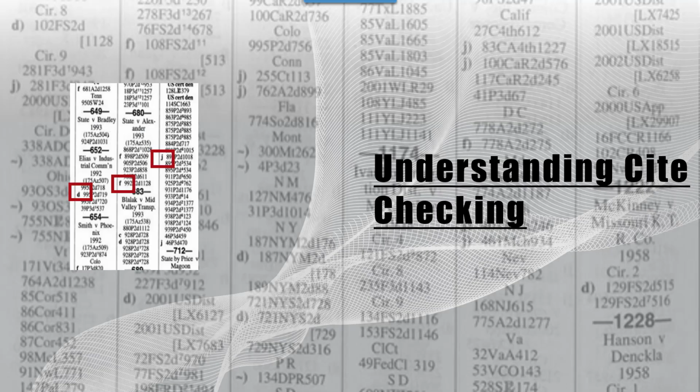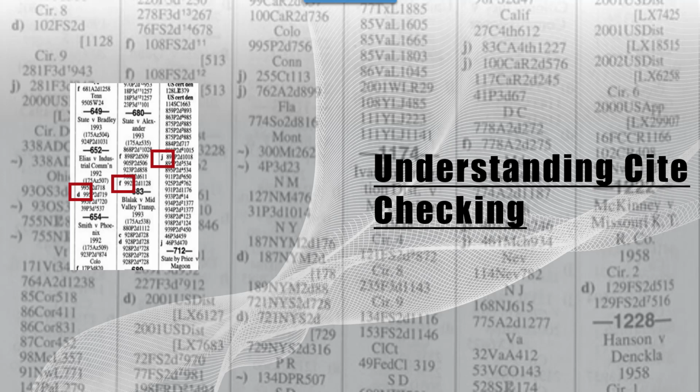Understanding site checking. You may have heard the term Shepardize or Shepard's reports, but not know exactly what that means. Shepard's is what we call a citation service. A citation service is a way to connect cases that have cited each other or have changed the validity of a preceding case. This is just part of the Shepard's report for a case that was decided in 1958.